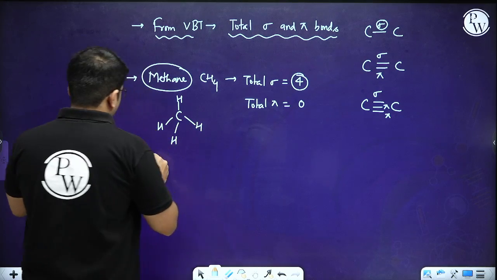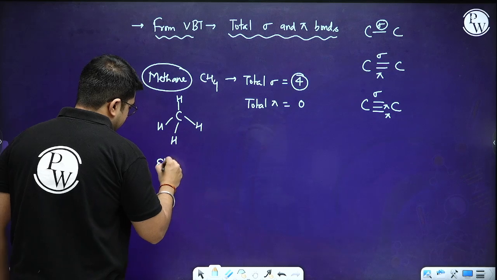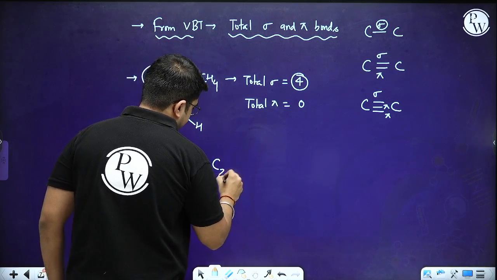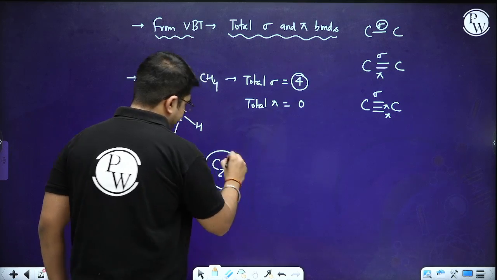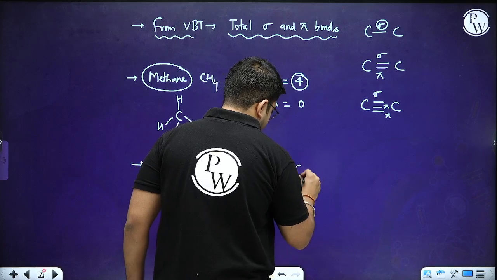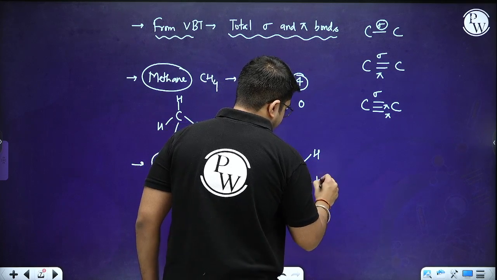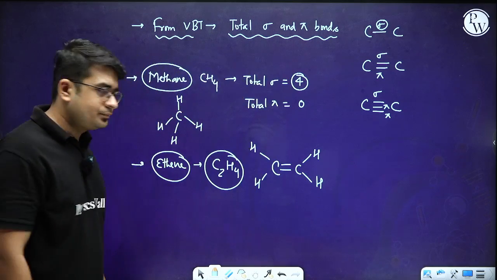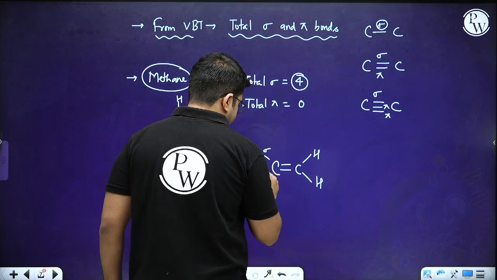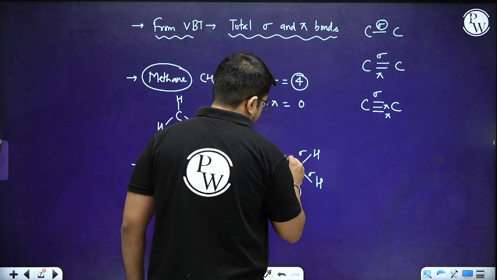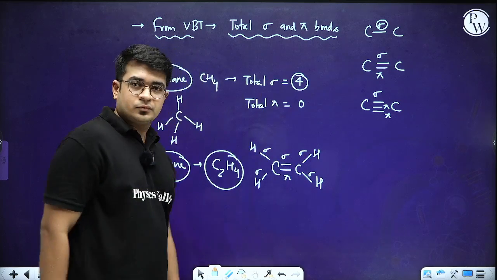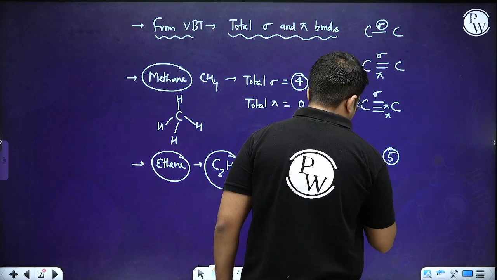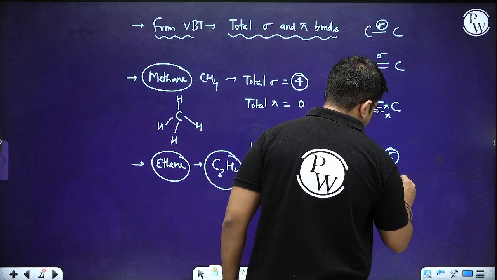In the same way, if I talk about the next part, which is, let's say, your ethene, which is C2H4. In this particular case, this will be C double bond C, then H, H, H as well as H. Okay. So this is sigma, sigma, sigma, sigma, sigma and pi. So how many sigma bonds are there? Total sigma bonds are 5 in this particular case, and pi bonds are basically 1.